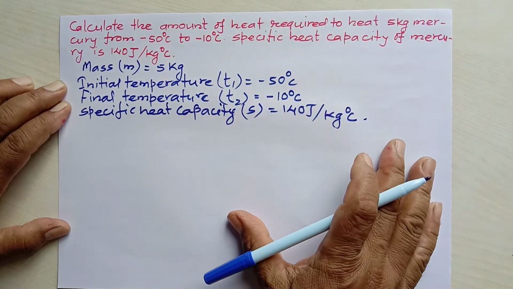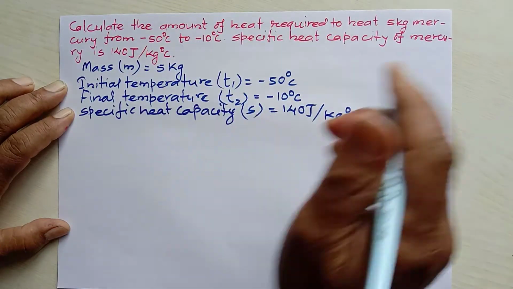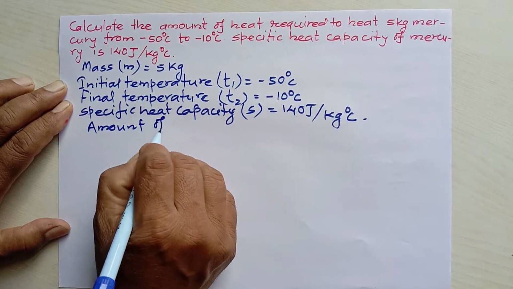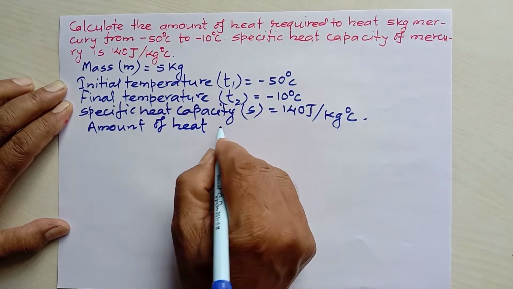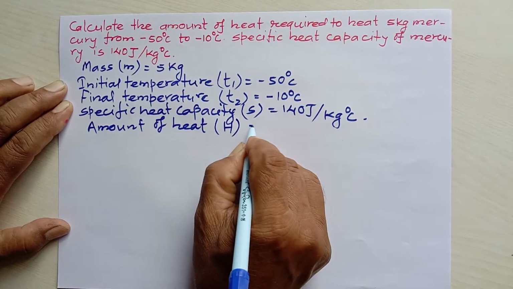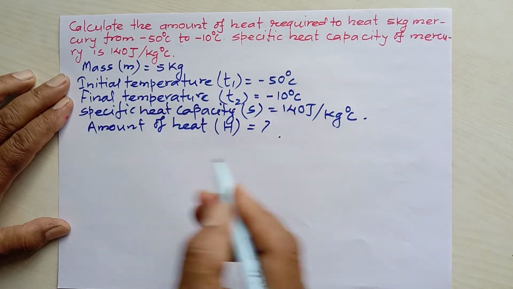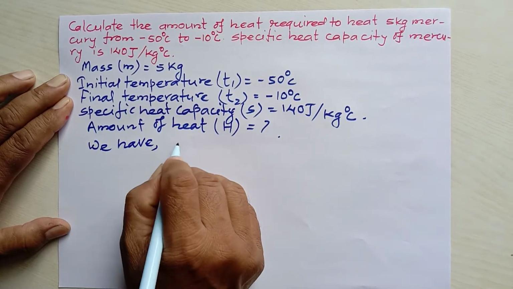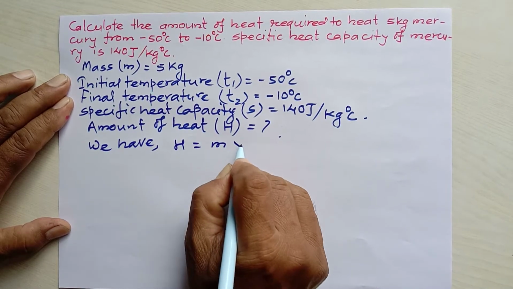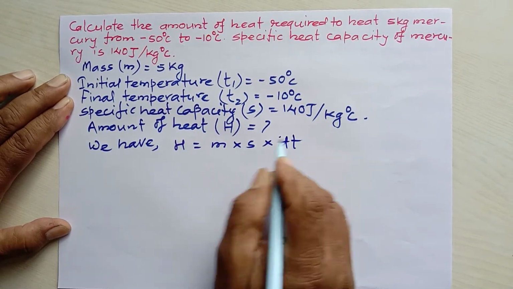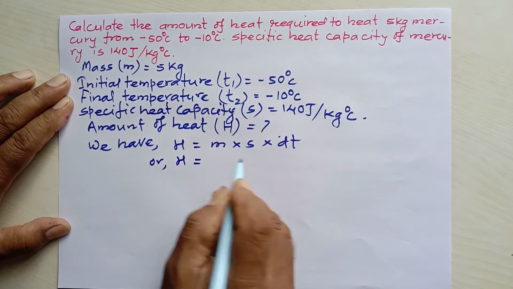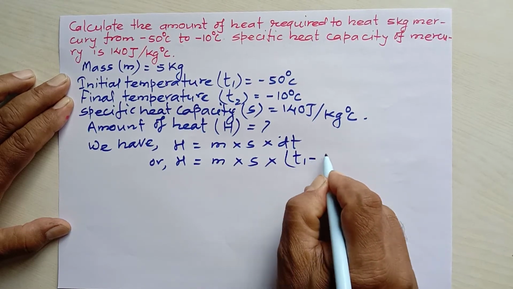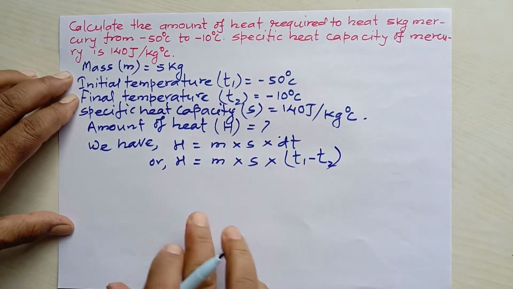Now, what is the question? Calculate the amount of heat. We can use the H symbol also. Now I'm writing the equation. We have H equal to m into S into dt. Now again I'm writing the same, but in place of dt I want to write T1 minus T2. Now let's take the values.